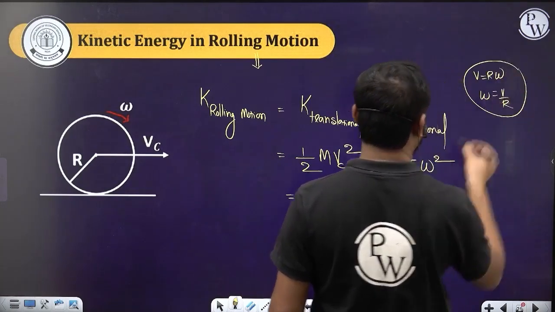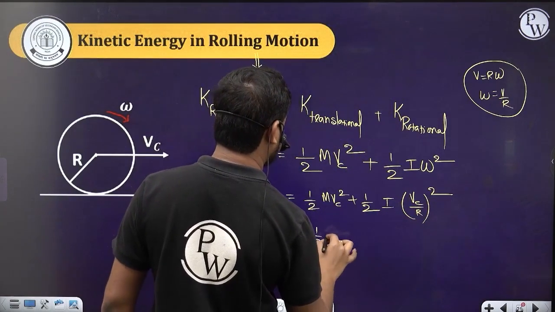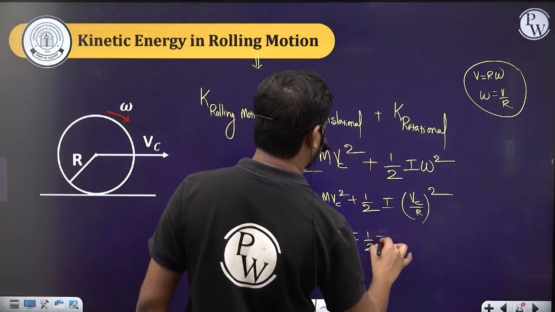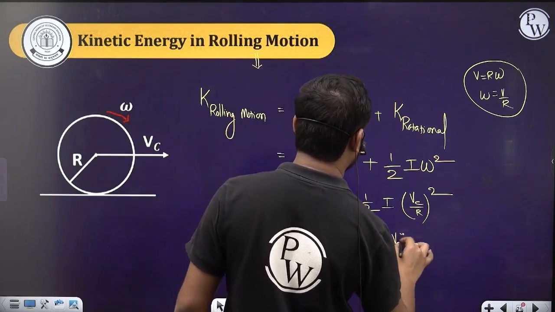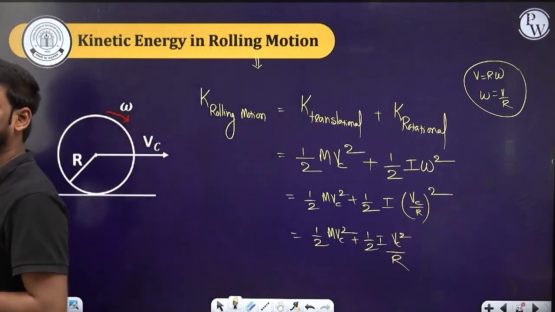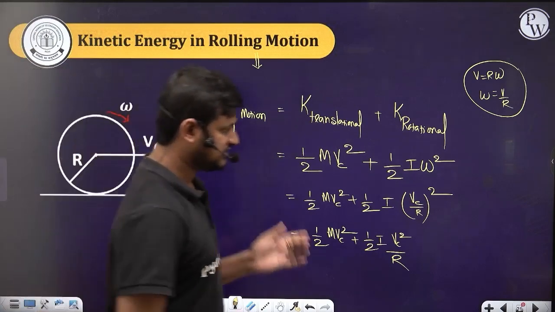Can we use this? So here I am using that, so we can write it as half m vc square, plus half I into vc square by r square. Clear, this part, everyone? Understood this part? Done? Chalo, next, let's move further. Let's take one question.